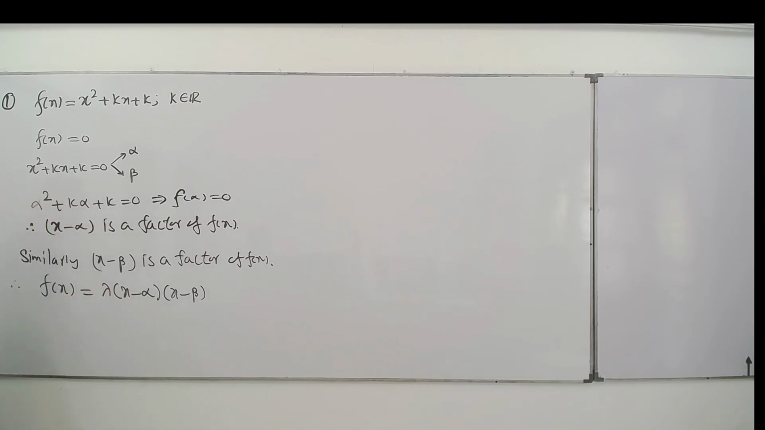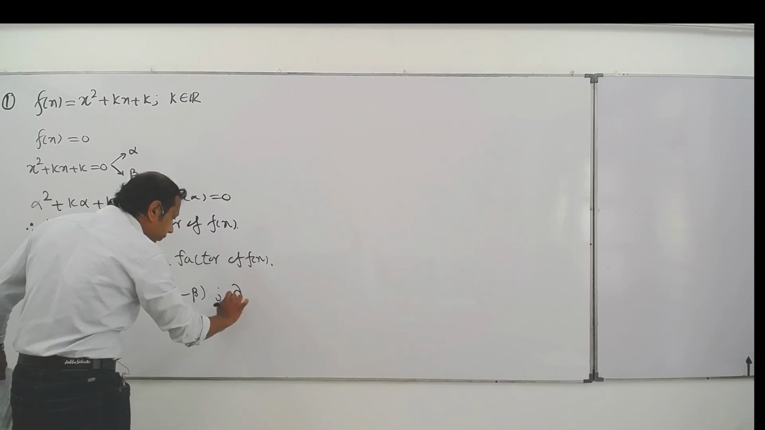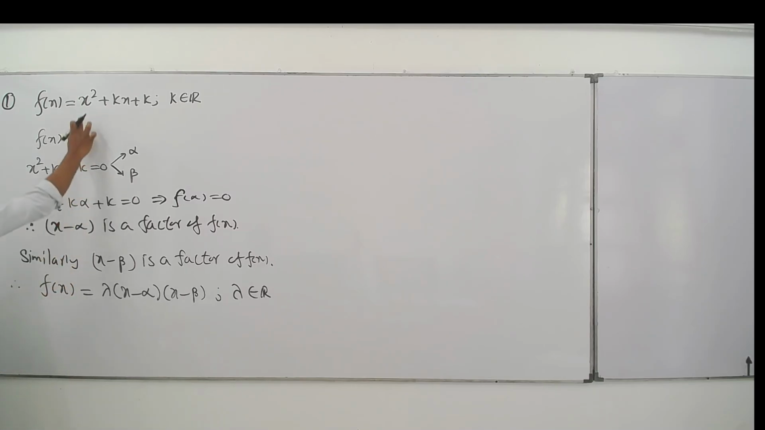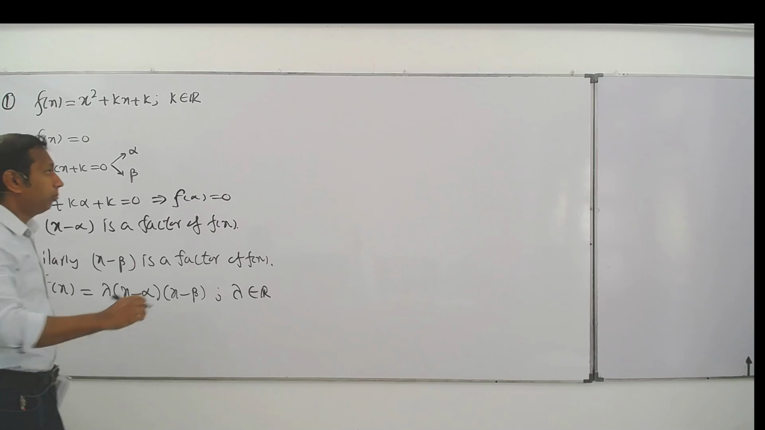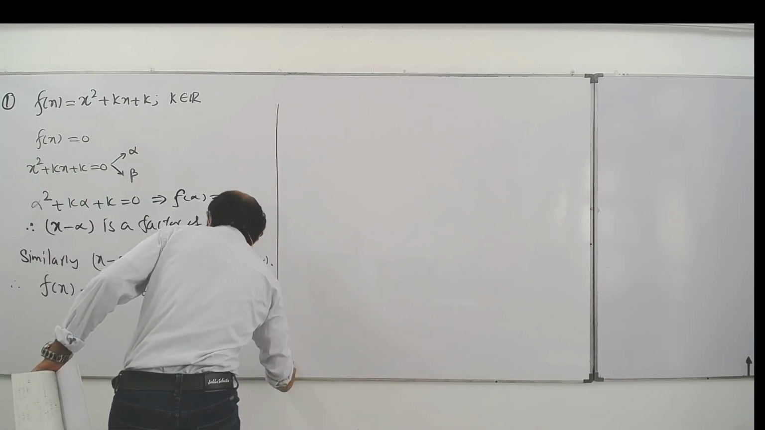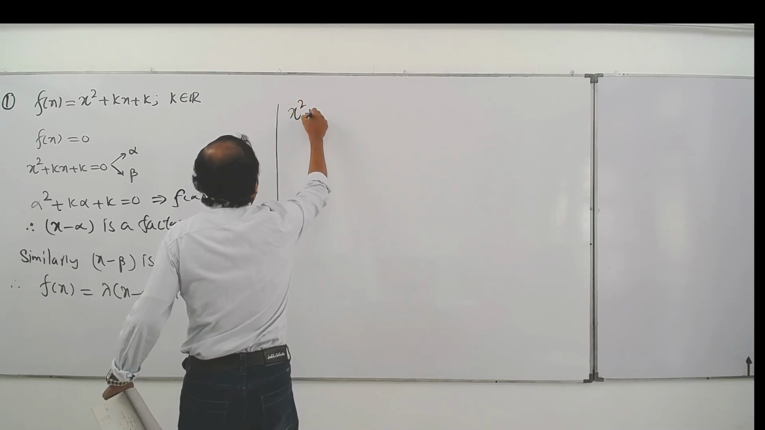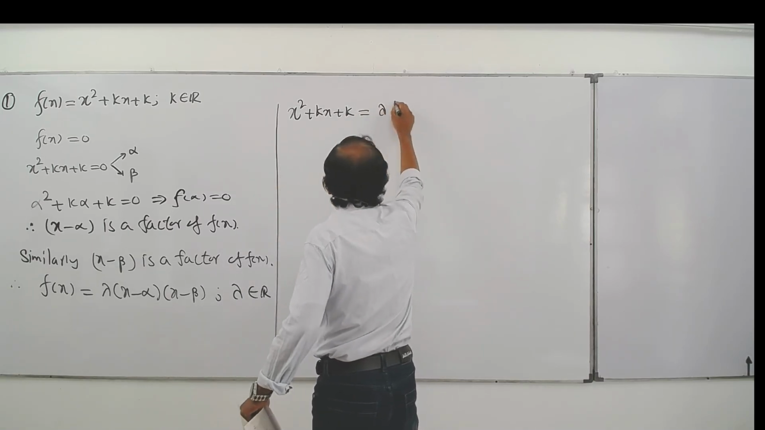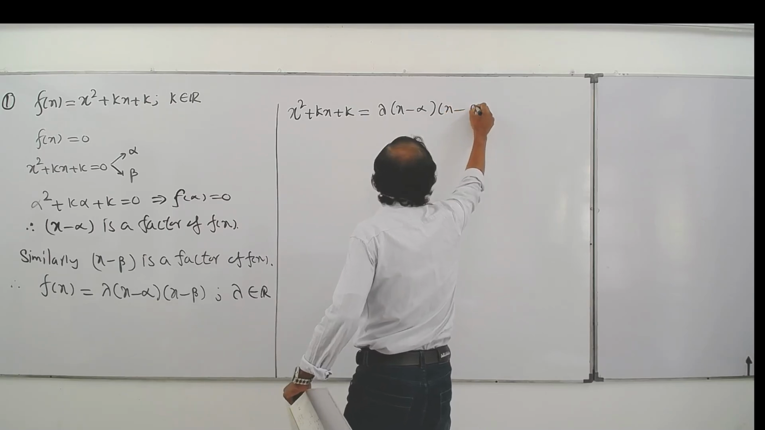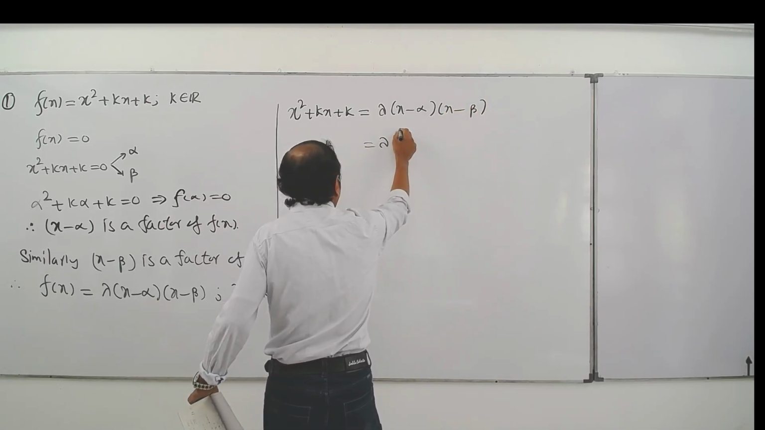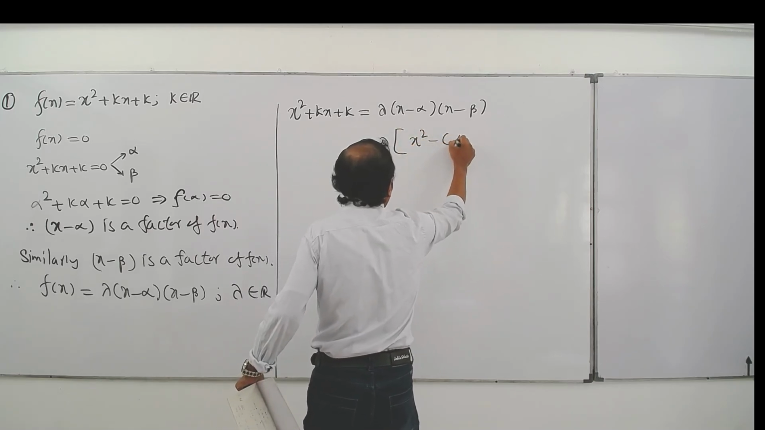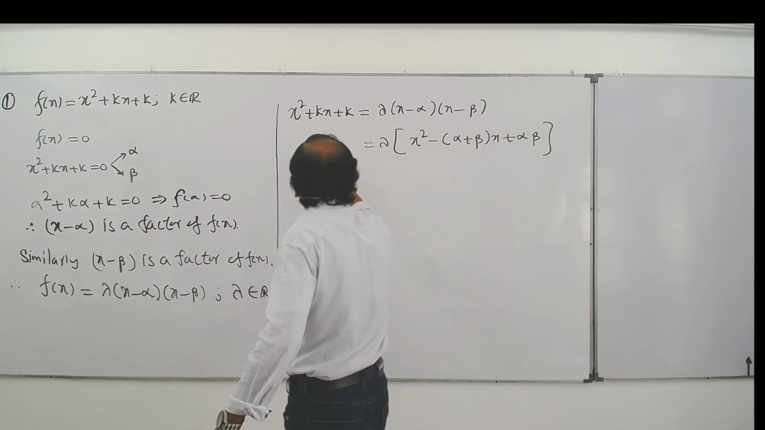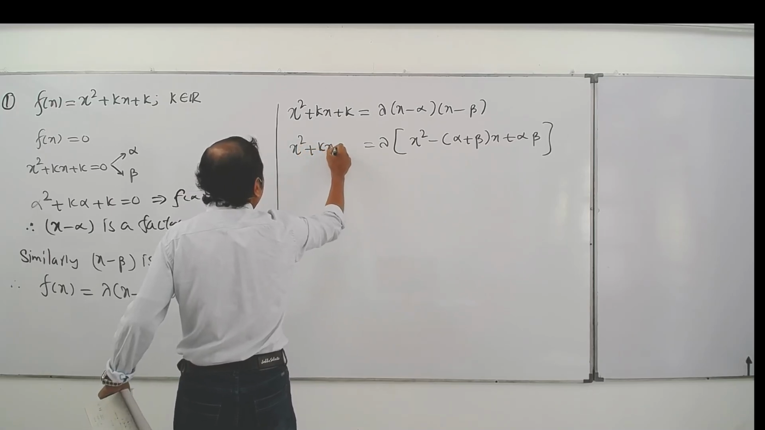Here we must write lambda, where lambda is a real number. But now this f(x) is really x squared plus kx plus k, so I can substitute it here. We get x squared plus kx plus k is equal to lambda times (x minus alpha)(x minus beta). I can now simplify the right hand side: x squared minus (alpha plus beta) times x plus alpha beta. The left hand side we have x squared plus kx plus k.